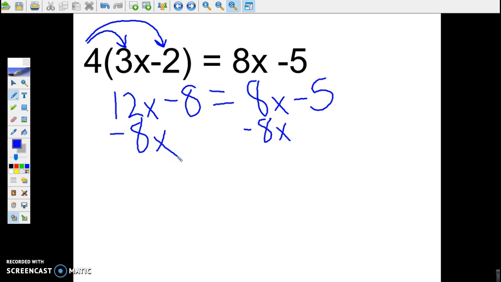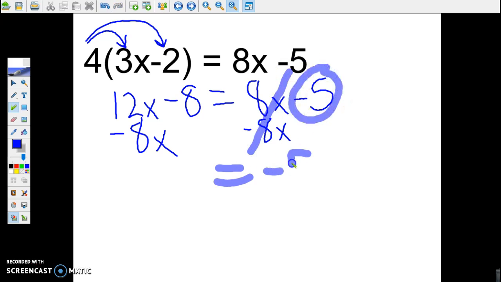Notice that when I subtract 8x, I subtract the 8x underneath its like term on each side of the equation. I didn't put it under the minus 8 right here because that's not a like term to 8x. So I put it under the 12x because 8x and 12x are like terms. Now you'll notice that that cancels out. We're left only with the minus 5, so we drop that down. And then 12x minus 8x is 4x, and the minus 8 gets dropped down.